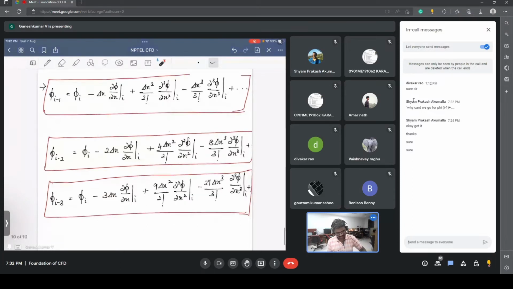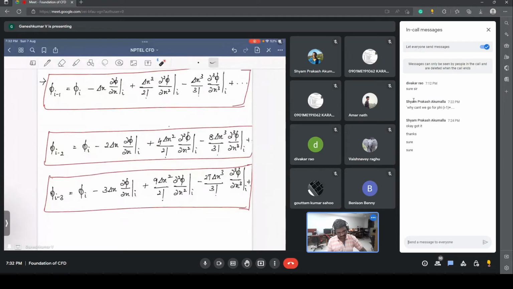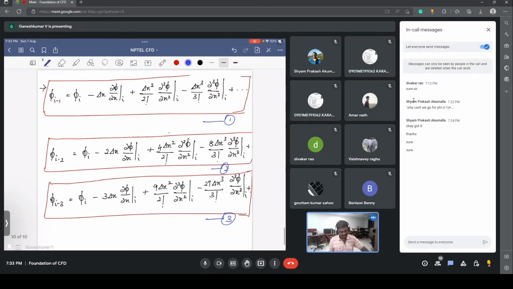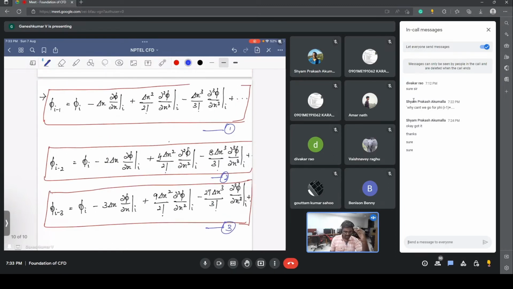So let's add these three equations. Let's see how we can add all these three equations such that it becomes second order. Let's say this is the first equation, second equation, and this is the third equation. Can we weight these equations? This one is 9 delta x square by 2 factorial. This has a weightage of 4 delta x square by 2 factorial. This has a weightage of delta x square by 2 factorial. So we somehow have to come up with a formula such that this delta x square cancels out. Can you guess what it would be?